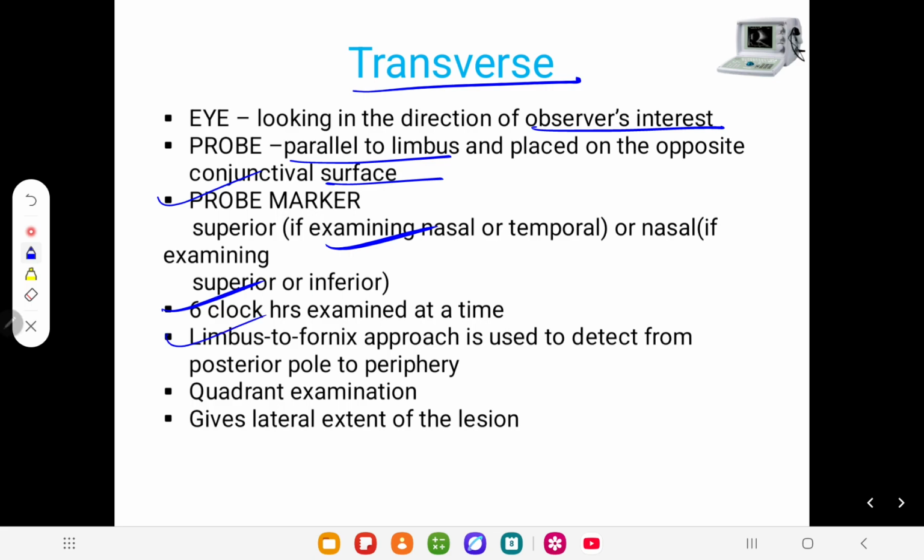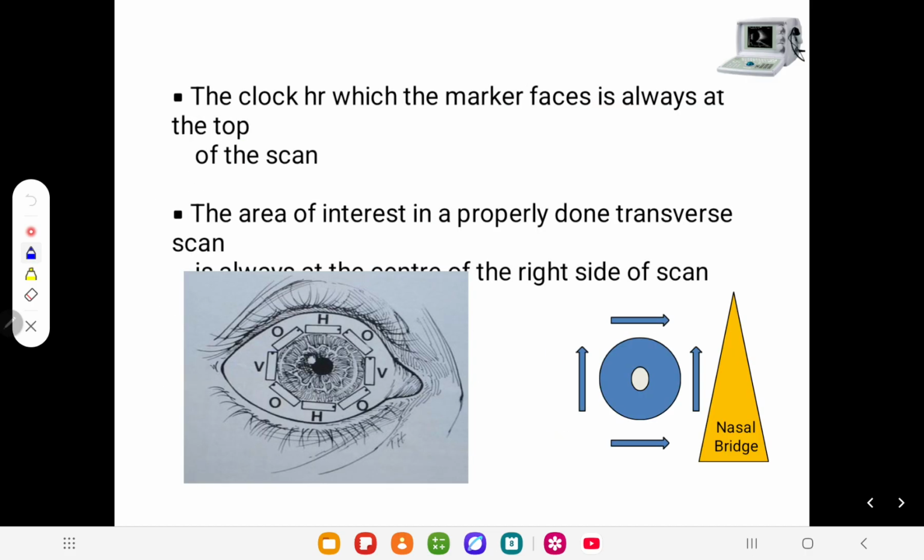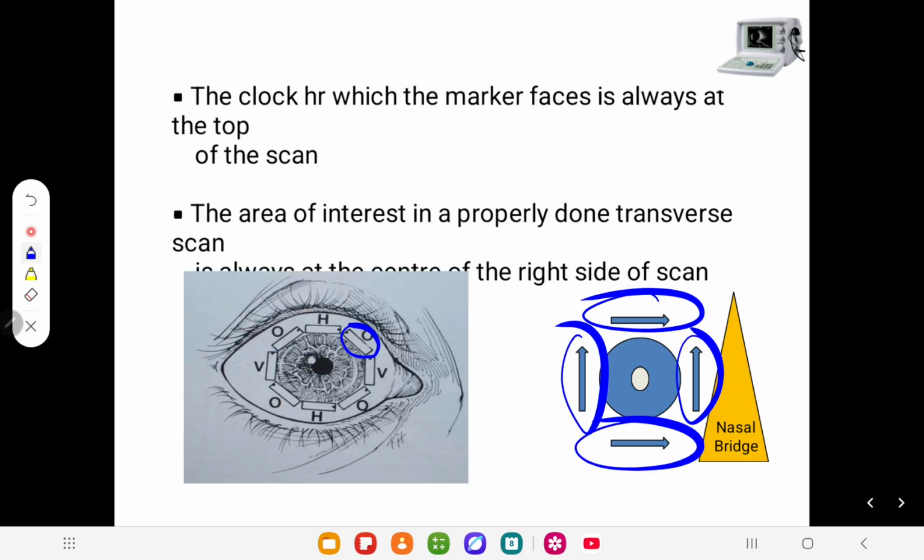The limbus to fornix approach is used to detect any lesion from the posterior pole to the periphery. Basically, you move from the limbus, here is the probe, to the fornix. So quadrant examination is done, given the lateral extent of the lesion. What do you mean by that? See, the probe is oriented in this fashion, parallel to the limbus.